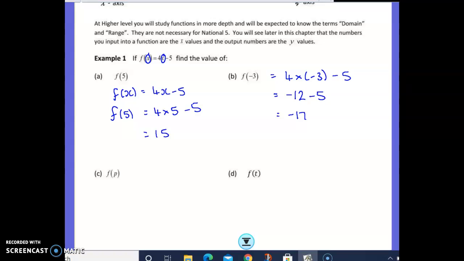Okay, it doesn't just need to be numbers that we use for this. We can do it with letters as well. If we want to find f of p, we still follow the same rule. I do 4 times whatever's in the bracket, take away 5. And whatever letter it is we have, we replace the x with that letter. Okay, that's called evaluating a function, when you're replacing the value of x with something else and working out what it is.